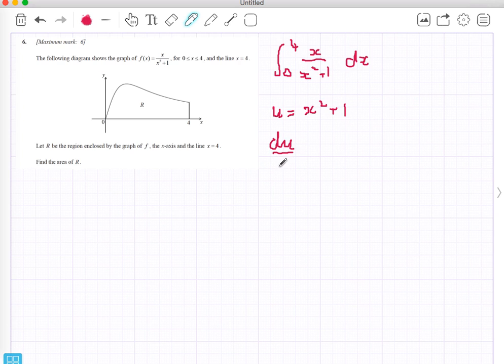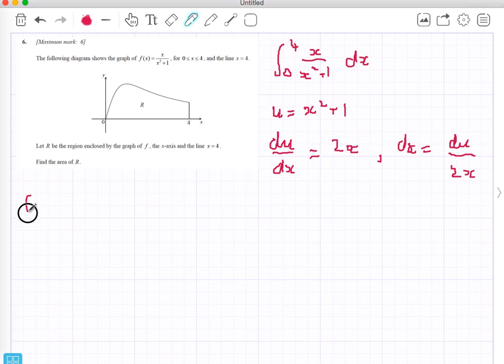When I've chosen my substitution, I always differentiate it, which gives 2x. Having done that, I make it dx equals. So those are always the steps I go through. Substitution, differentiate, make it dx equals. And when I make it dx equals, it becomes du divided by 2x.